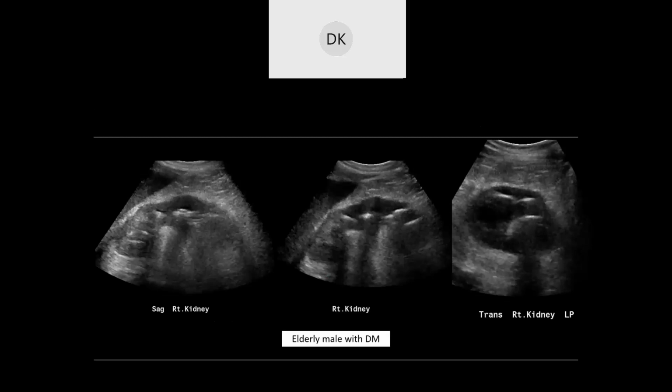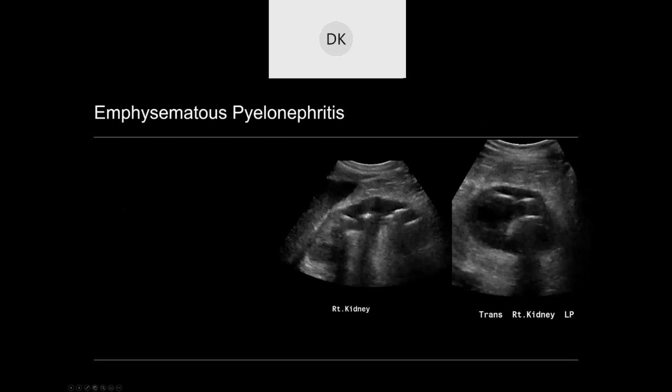All right, so this is a different complication we can see with pyelonephritis. And the clue here is it's an elderly male with diabetes. And you're seeing all these linear or curvilinear echoes in the non-dependent aspect of the kidney with all this dirty shadowing and ring down artifact. So instead of a dense posterior acoustic shadow here, we have this grainy shadow that tells you we're dealing with gas. So this is an emphysematous pyelonephritis.